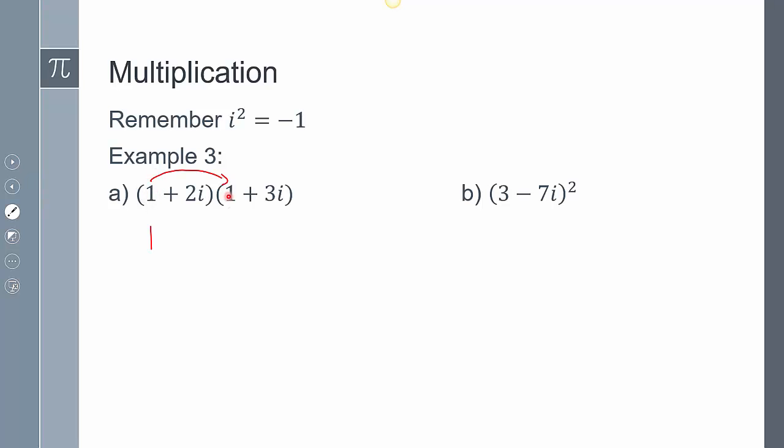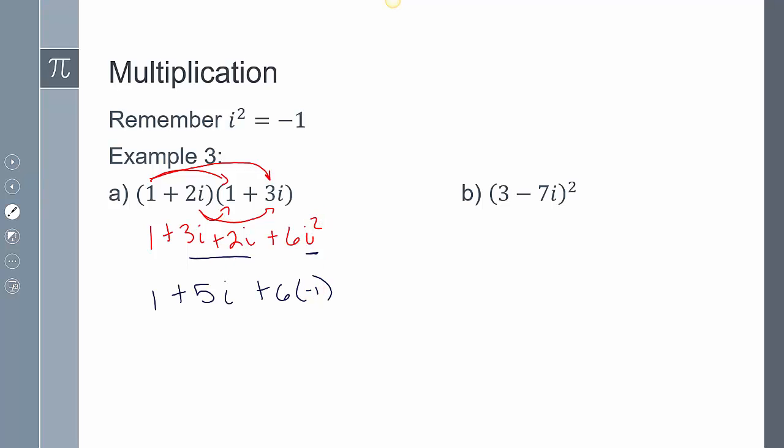So 1 times 1 is 1, 1 times 3i is 3i, 2i times 1 is 2i, 2i times 3i gives me 6i squared. I can combine the 3i and the 2i together. The i squared we said is negative 1. So that became 5i. That became a negative 1. 6 and negative 1 gives me a negative 6. So then the 1 and the negative 6 gives me negative 5. And so I'm left with negative 5 plus 5i. This right here, this is going to be the a plus bi form.